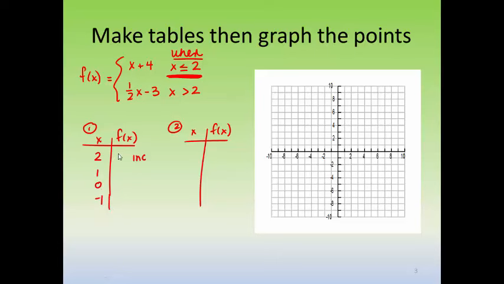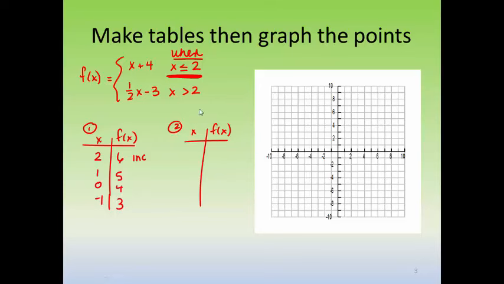So I put in a 2 and I get a 6, put in a 1 I get a 5, put in a 0 I get a 4, put in a -1 we get a 3. This allows me to start graphing that piece of the line. Then I'm going to go ahead and make a chart for the second piece.